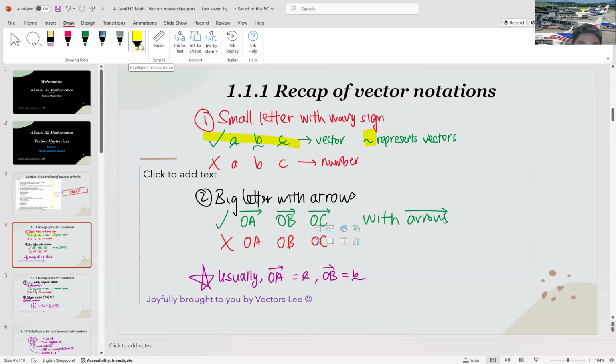Please take note that usually vector OA is going to be denoted by a small a vector in the question, and vector OB is going to be denoted by a small letter b. This is what most questions will do. If you don't have the arrows for the big letter vector notations, what is OA? OA without the arrows by itself is considered a line, or a line segment. So please take note of this. Don't make this kind of mistake in the exam. It's not worth the marks.